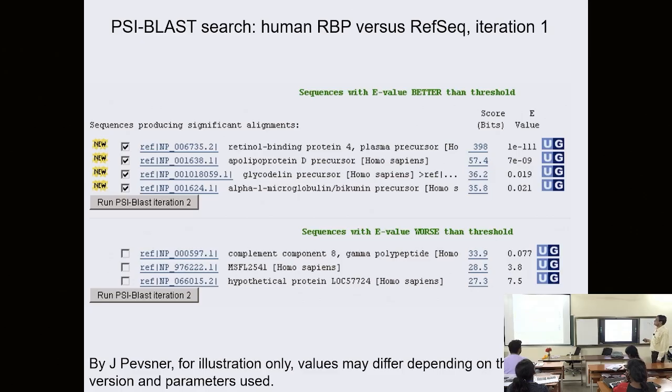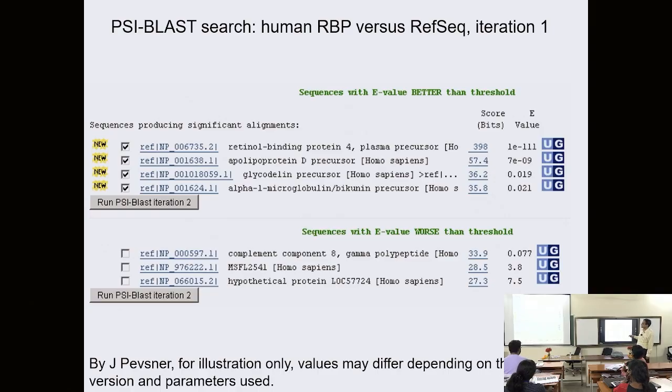Let's see. This is human retinol binding protein, and this is from the book actually. So, human retinol binding protein as a query. The database is RefSeq. You can see the query is retinol binding protein, and complement component 8 gamma is worse than the threshold, which I think is 0.05, in the first iteration.